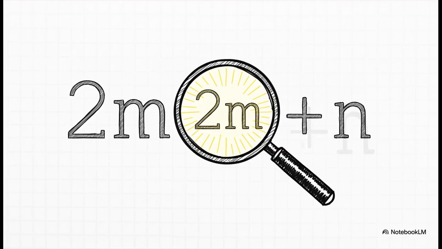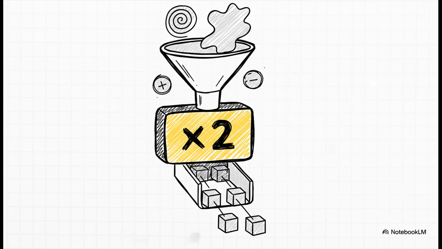Let's really zoom in on that condition. 2m plus n is odd. Now, the analysis in our source material points us directly at that first piece of the puzzle, the 2m term. This is our big break in the case. So, why is 2m so important? Well, here's the breakthrough. Just think about it for a second. Take any integer, it doesn't matter if it's positive or negative. When you multiply it by 2, what do you get? You always get an even number. 2 times 3 is 6. 2 times 10 is 20. 2 times negative 5 is negative 10. It's a guarantee. 2m is always even.